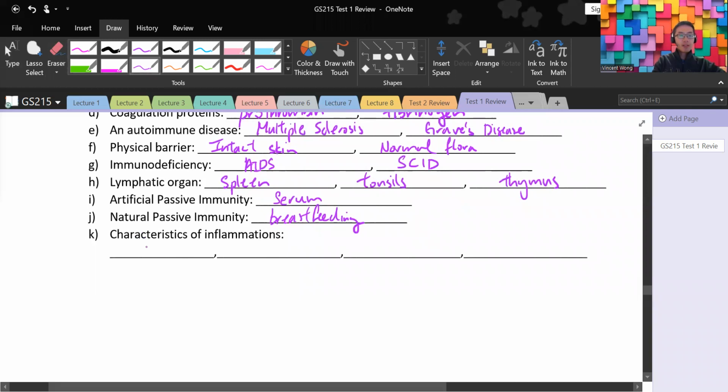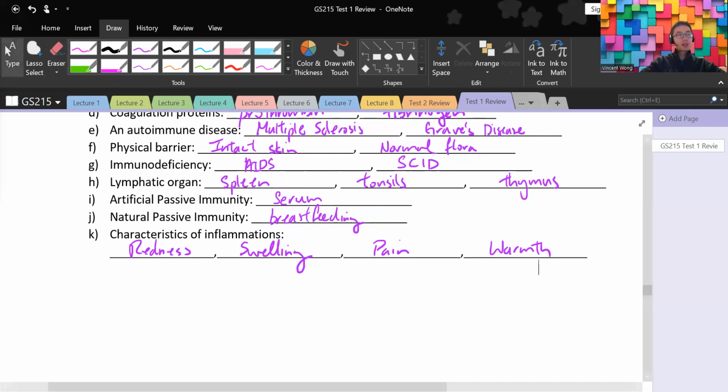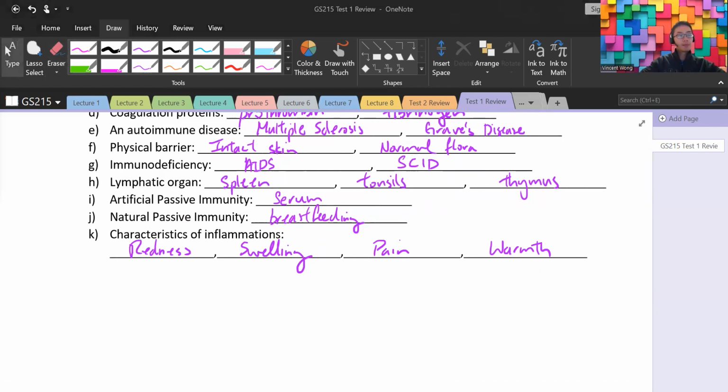Characteristics of inflammation, we have redness, swelling, pain, and warmth. Right, the swelling and the pain is caused by increased permeability of the blood vessel, and the redness and the warmth is caused by vasodilation.